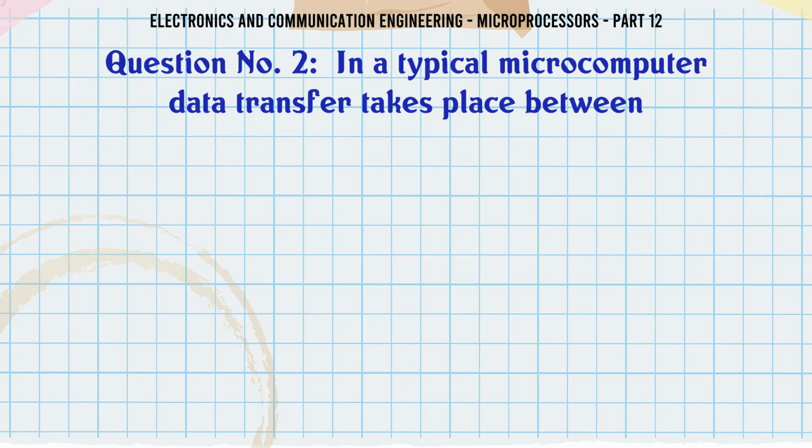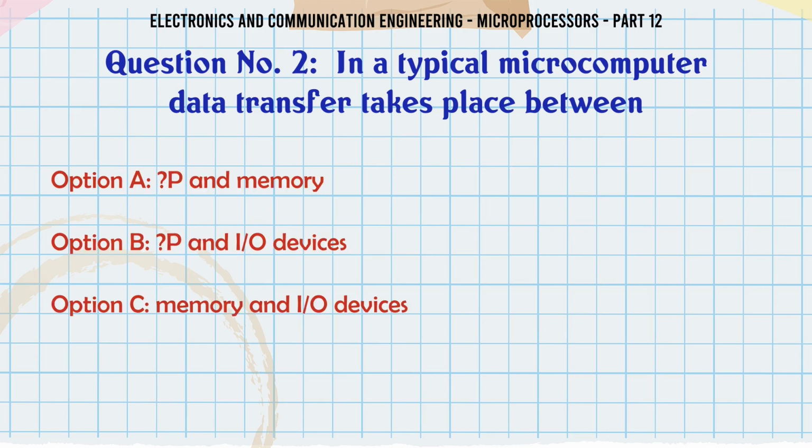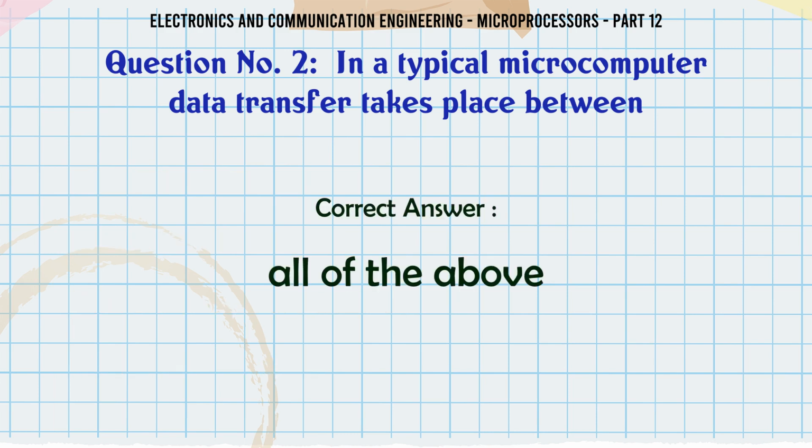In a typical microcomputer, data transfer takes place between A: processor and memory, B: processor and I/O devices, C: memory and I/O devices, D: all of the above. The correct answer is all of the above.